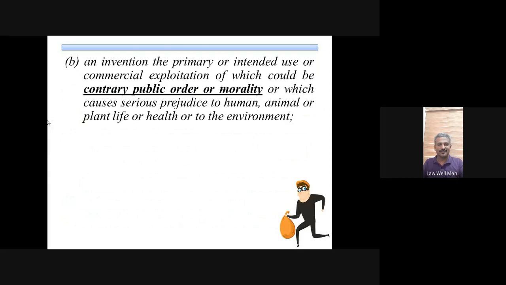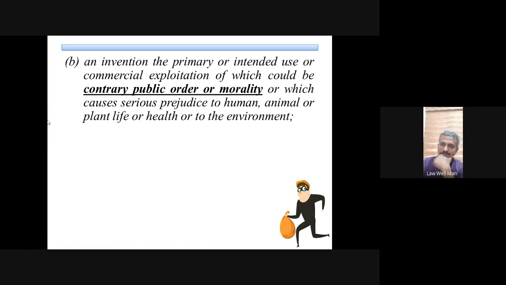Now you have clause B. Section 3 is speaking about the inventions which are not patentable. It has got so many subsections. We may not spend so much time on each of the clauses. We will just flip through these clauses. Section 3B: an invention, the primary or intended use or commercial exploitation of which could be contrary to public order and morality.